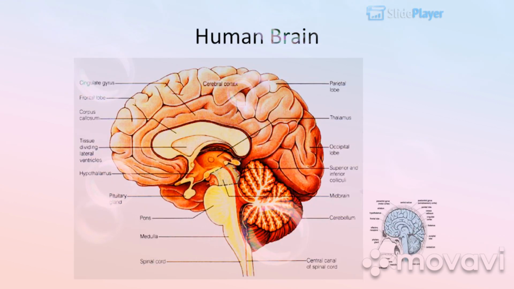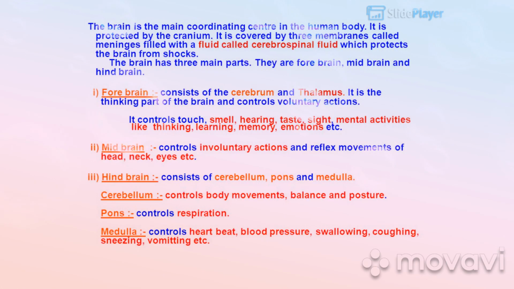Human brain. The brain is the main coordinating center in the human body. It is protected by the cranium. It is covered by three membranes called meninges, filled with a fluid called cerebrospinal fluid, which protects the brain from shocks.